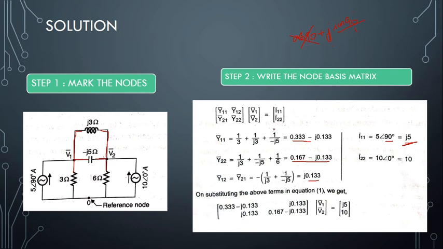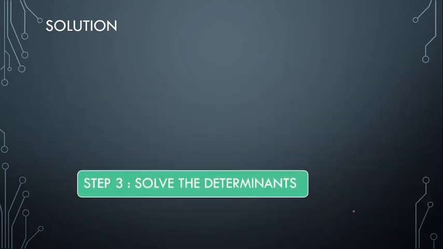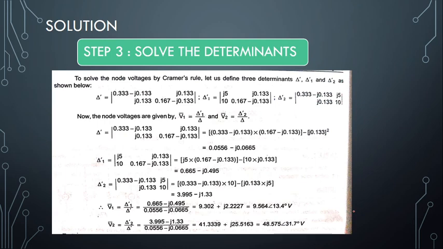Now substitute all these values in the above matrix. So we are substituting y11, y12, y21, y22 into V1, V2 is equal to I11 value which is j5 and I22 value is 10. Now in the question we are asked to find the current through all the elements, I think. So we will first start by solving the determinant values, the voltage through all the branches. So we will first solve all the determinant values. We have two voltages V1 and V2. So V1 will be del 1 by del, V2 will be del 2 by del.